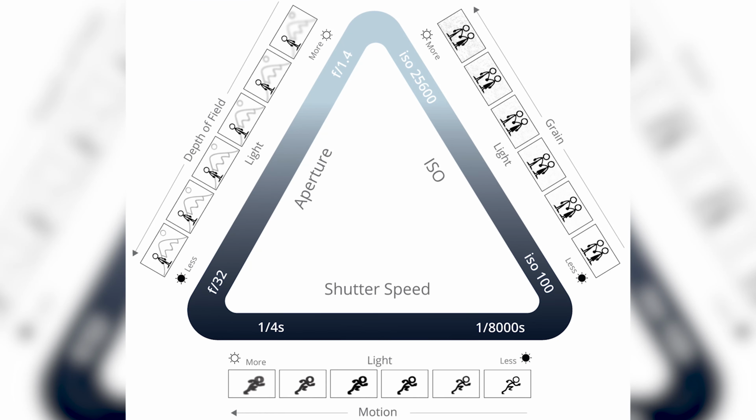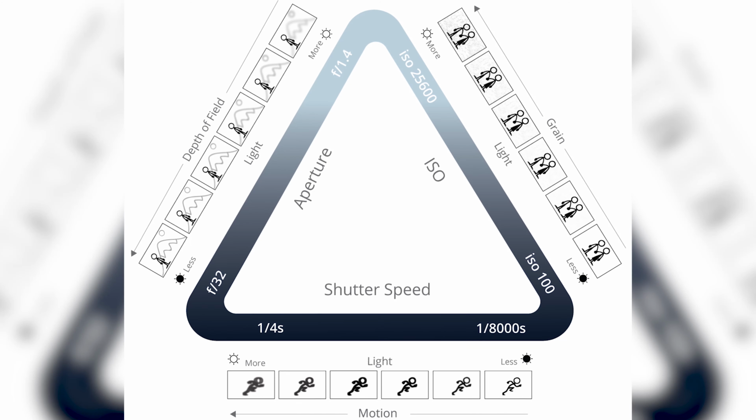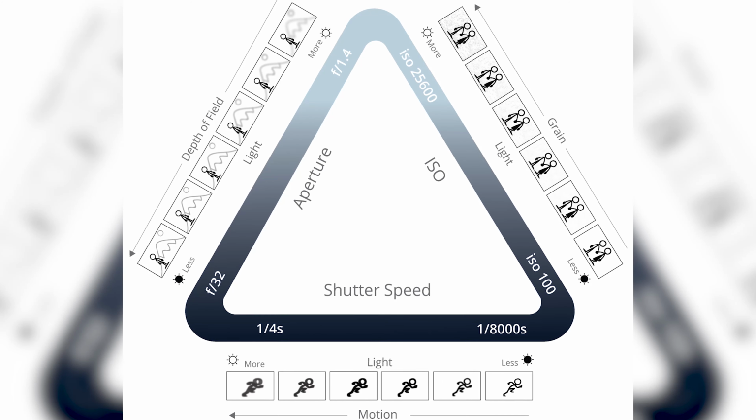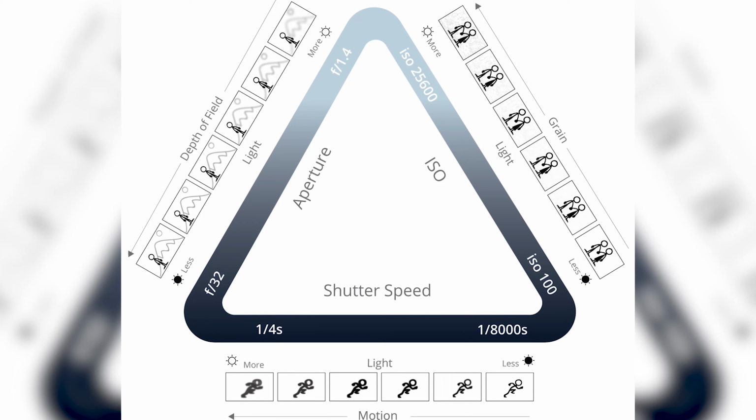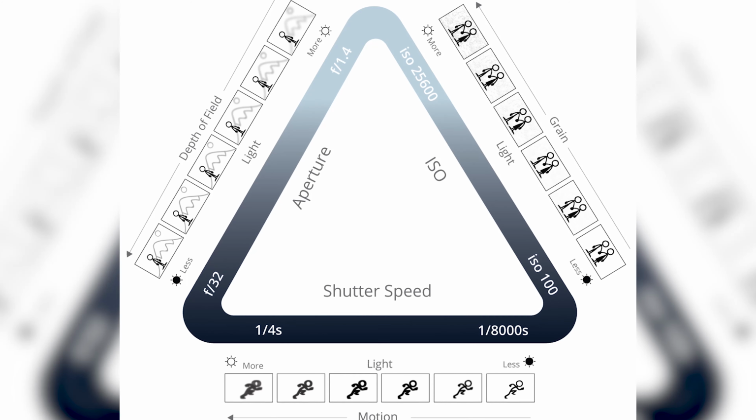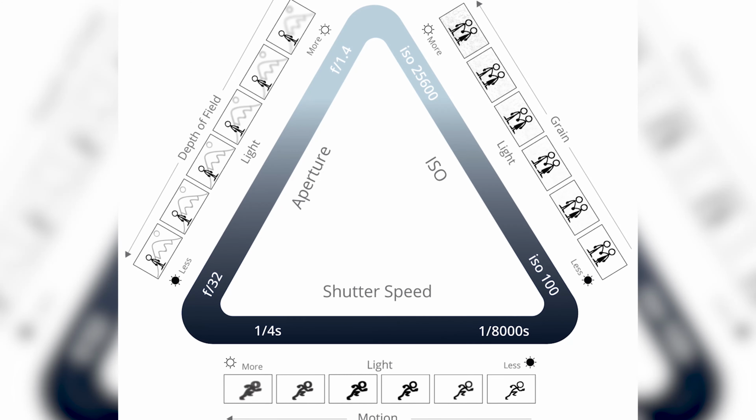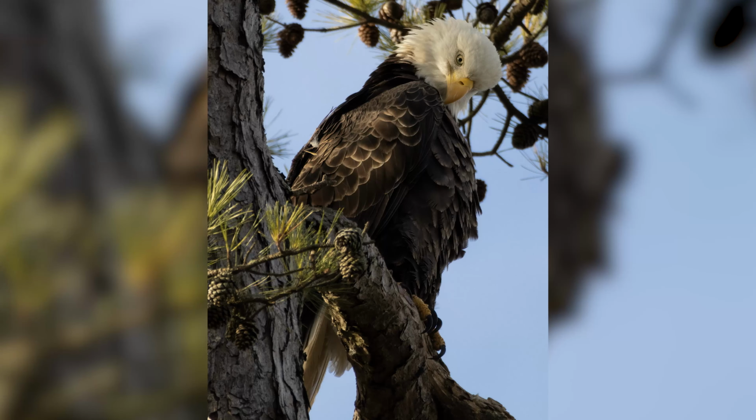So the exposure triangle is all about balancing these three elements to create a well-exposed image. Aperture, shutter speed, and ISO all affect the amount of light that reaches the camera's sensor. And by adjusting one or more of these elements, you can control the final result.